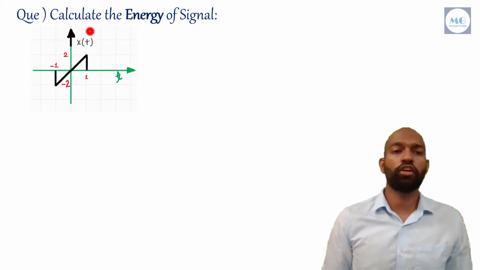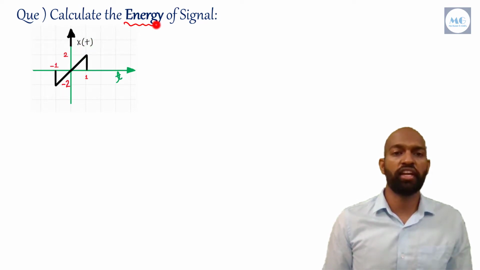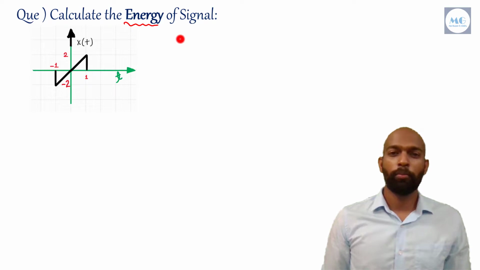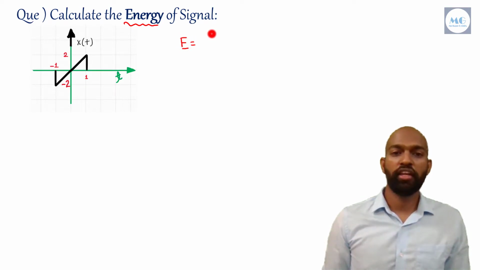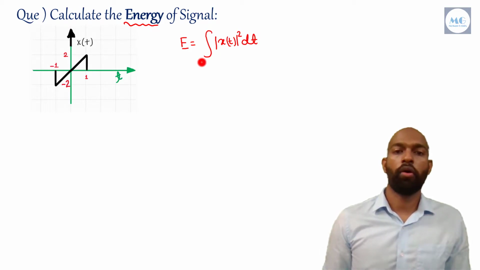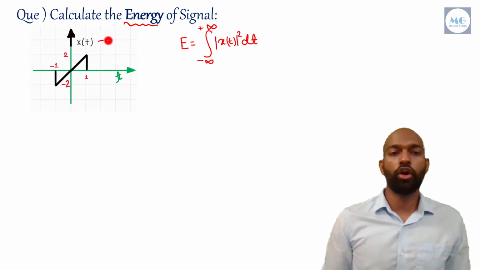So friends, this is the question. In this waveform, we have to calculate the energy. As all of us know, the formula for energy is E equal to integration of mod xt square dt from minus infinity to plus infinity. So to calculate the energy of this xt, we have to find the mod of xt.